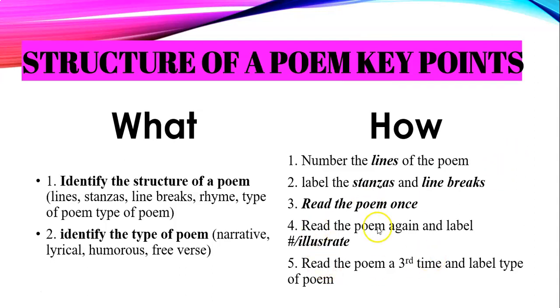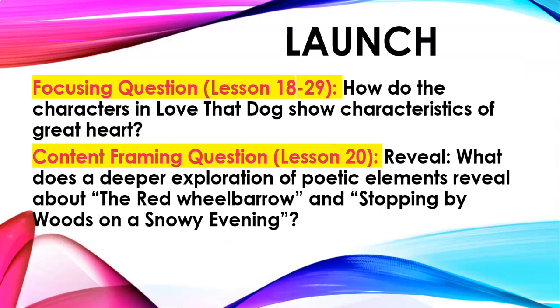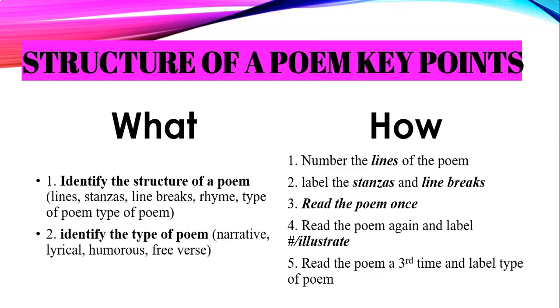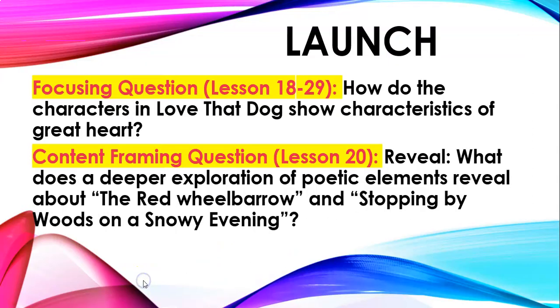Then we're going to read the poem again, and we're going to label using hashtags, or we can also do an illustration. So an illustration could be a quick little picture that tells me what that stanza was mostly about or what the poem was about. And then the third time, I'm going to label the type of poem. Remember, narrative, lyrical, humorous, or free verse.